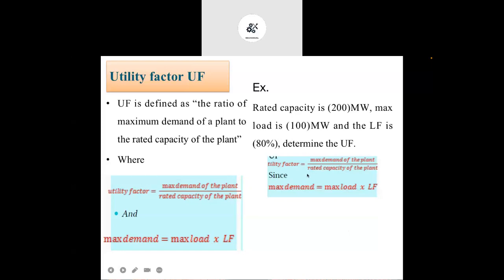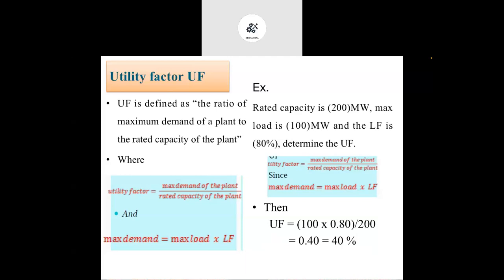So this is one example to calculate the utility factor of the power plant. As the name indicates, it shows how much the power plant has been utilized, on a scale of 0 to 1. Again, this factor has a value between 0 and 1, similar to the capacity factor.